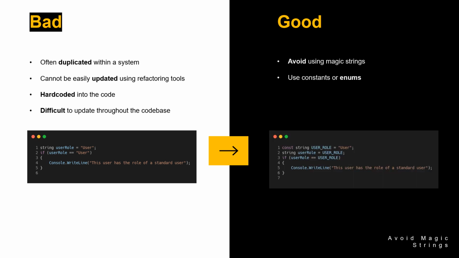Here is an example of how to rewrite the code to avoid the use of a magic string and follow best practices. In this revised version of the code, the magic string "user" is replaced by a constant named user_role. This makes it easy to update the value or meaning of the user role throughout the codebase, as it is only necessary to modify the value of the user_role constant. Using constants or enums to represent magic strings in your code can help to improve maintainability and reduce the risk of bugs caused by hard-coded values.